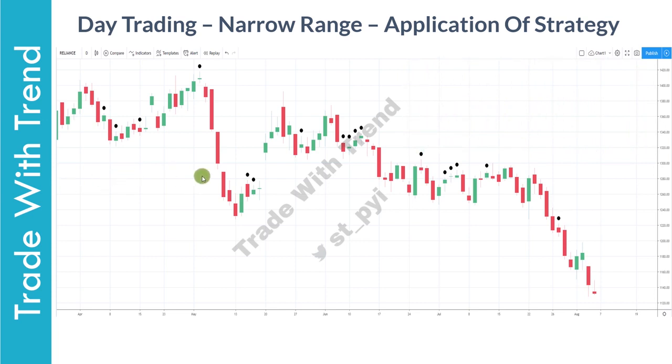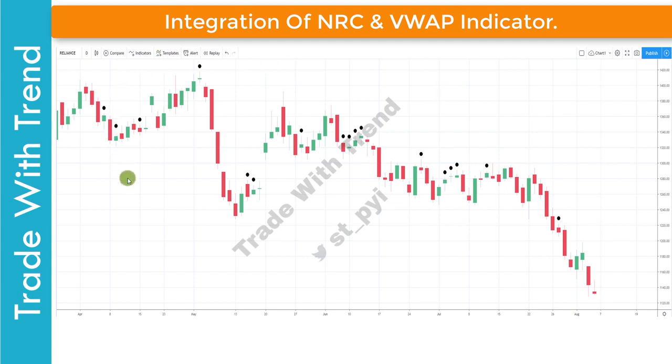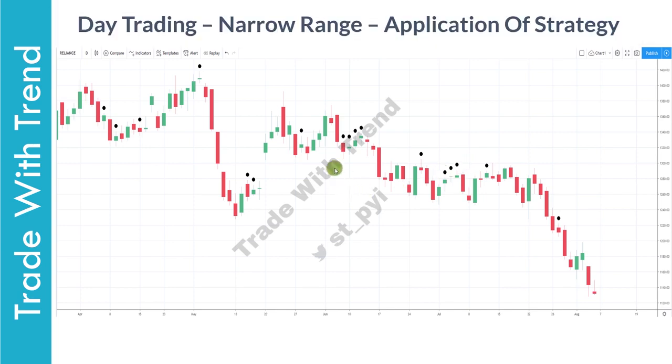This chart that you see is the daily time frame chart of Reliance Industries. In the last 5 months, if you see, there are 2 narrow range clusters that are clearly visible. These clusters were formed between June 5th and July 8th.